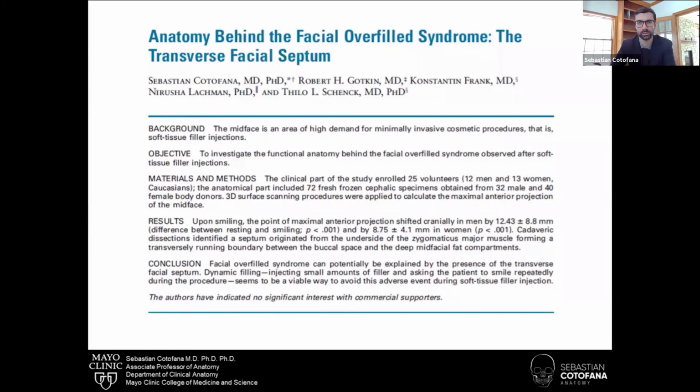And this is important to understand. When you treat your patients, what you need to do is dynamic filling. It means you inject your patients and then you ask your patient to smile. And if there's enough volume, just stop. Don't do more, because you do not want to have a facial overfilled syndrome. This is very, very important for you to understand, and it's an exception to the layers of the face.